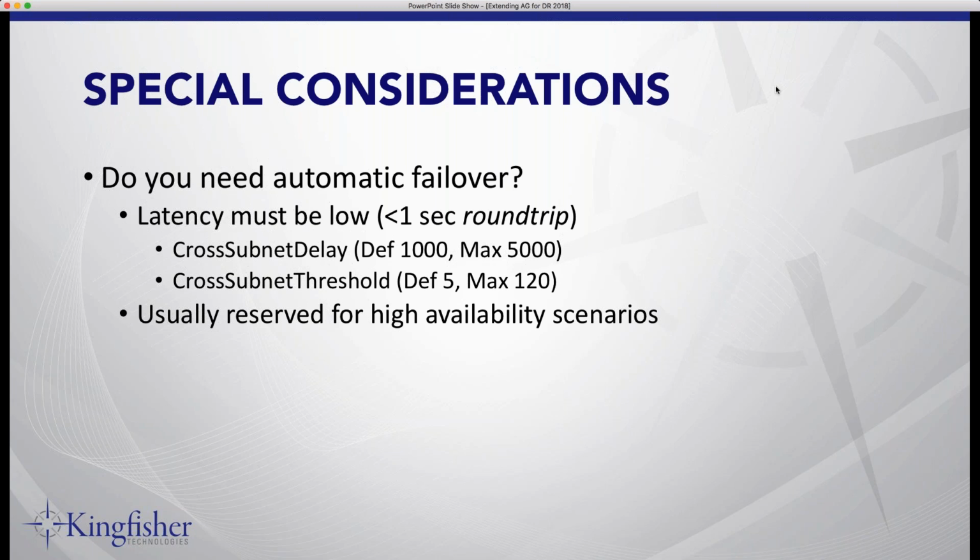The delay is by default 1,000 milliseconds, or 1 second. You can increase that up to 5 seconds. And then the cross-subnet threshold is the number of times it tries before it decides that the remote node is offline. You can have up to 120 tries before it decides that it needs to fail over. Now keep in mind, this is going to mean it takes much longer to detect that the node is down and automatically fail over, but it's far better than a lot of false positives.